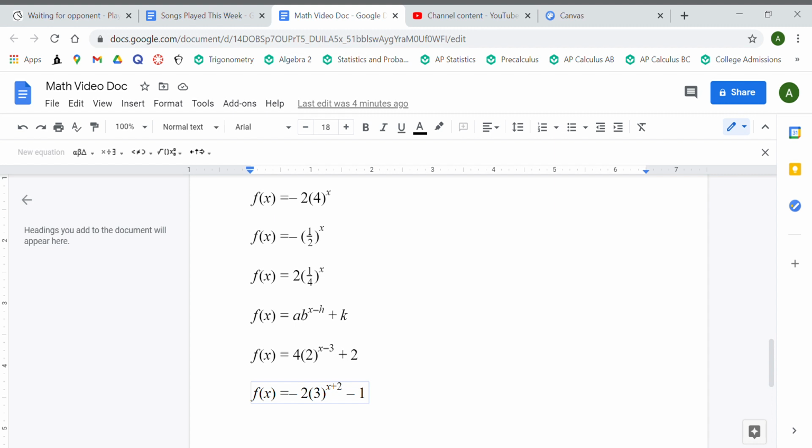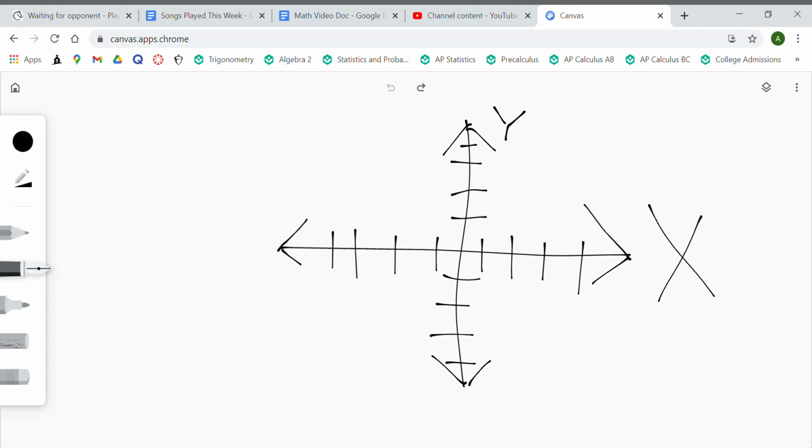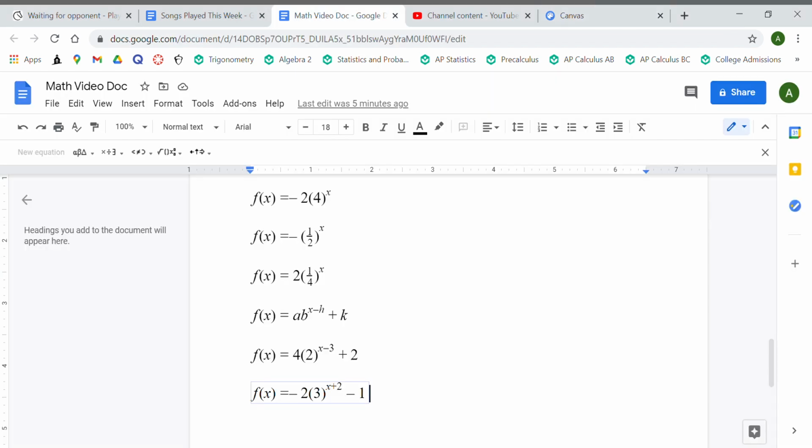Okay, so we're going to start with the parent function, negative 2 times 3 to the power of x. So, as you can see, we have our a value as negative 2, so that's our y-intercept. And then we graph. So let's start with -1.